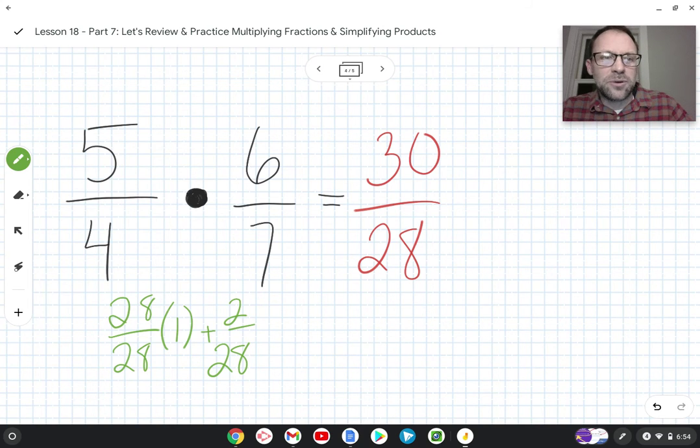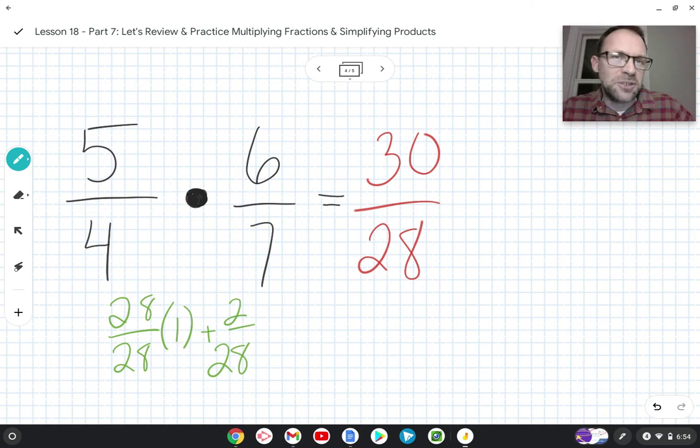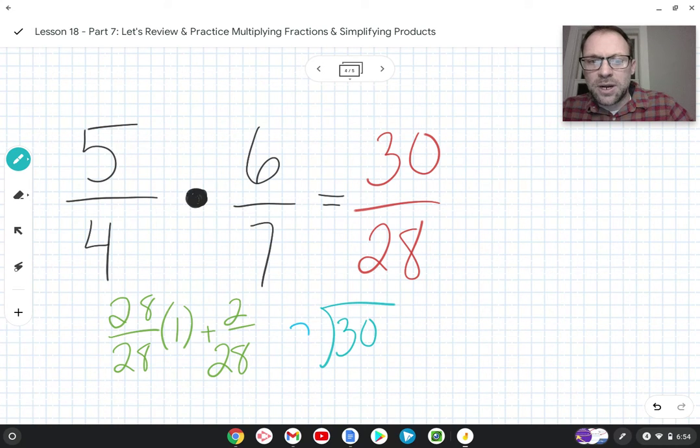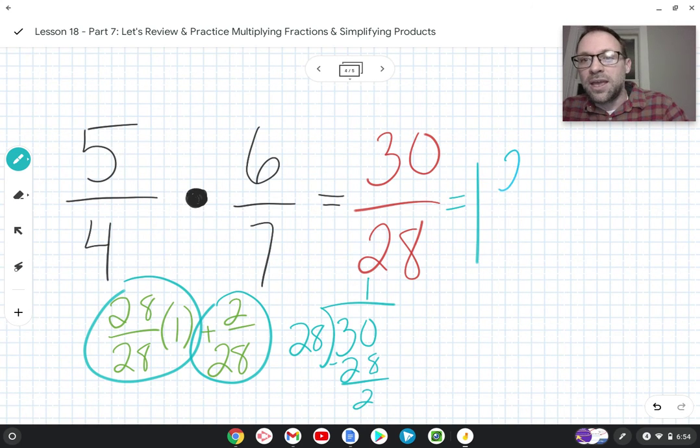Now, we also reviewed and practiced how to do the same exact conversion, but using division, where we divided the top number by the bottom. We had 30 divided by 28. And we said there's 1 28 in 30. That's this one right here. And we subtract that away, we get 2 left over, 2/28 left over. That's that right there. So either way, we end up with 1 and 2/28.